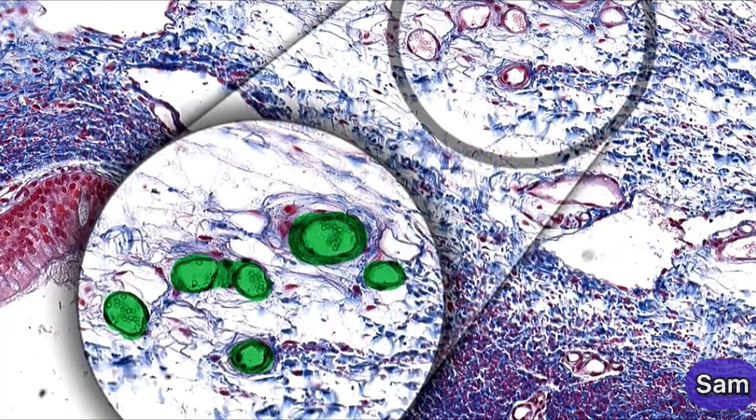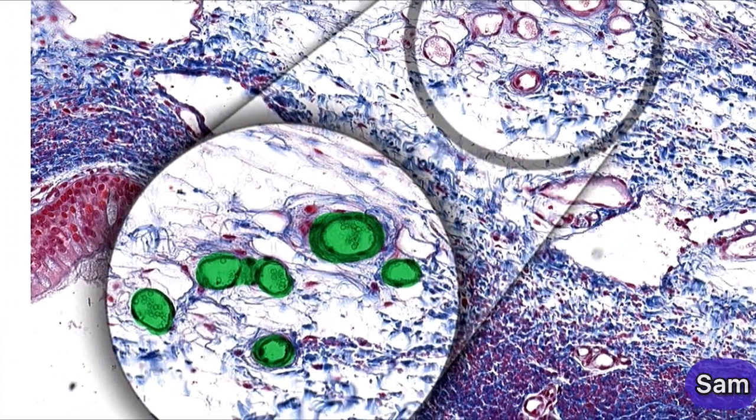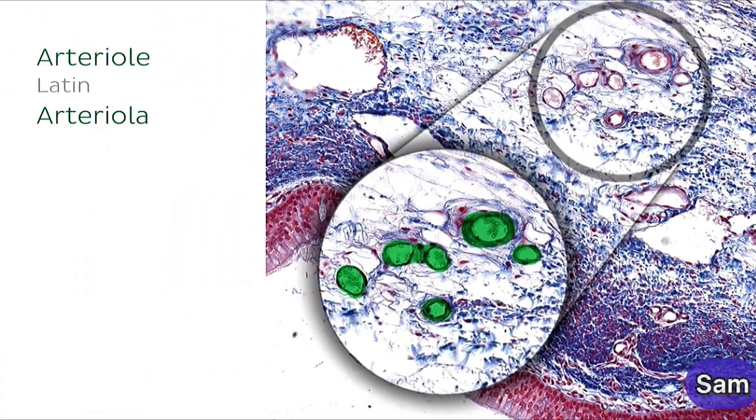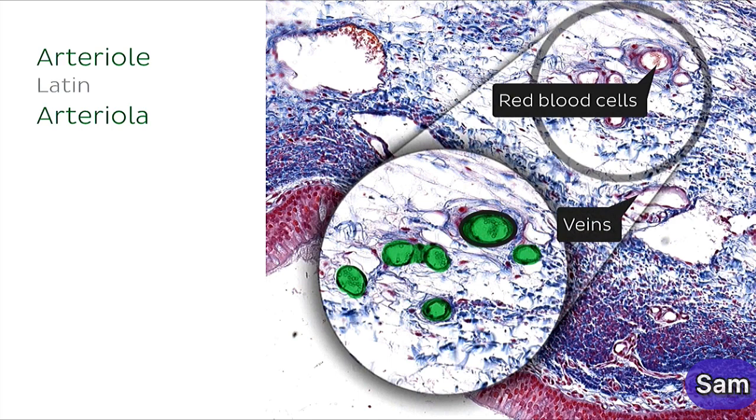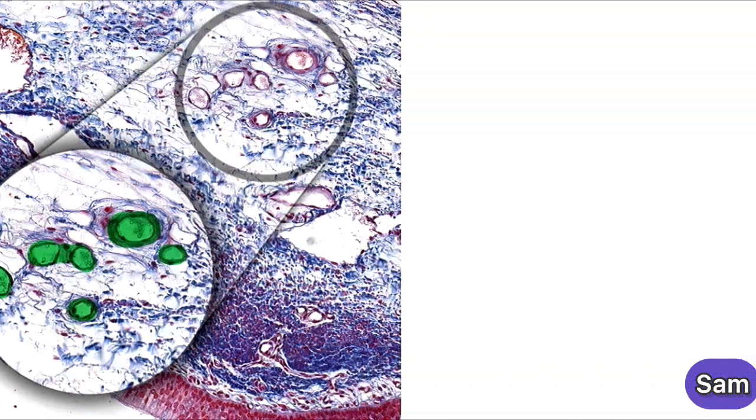The tissues of the trachea receive their blood supply by tiny little arteries called arterioles, and we can identify them by their relatively round shape and the little spots inside. So these spots are actually red blood cells carrying oxygen molecules. Blood leaves the trachea through small veins. And these veins also contain red blood cells, but as they have thin walls, they tend to collapse and do not look as round as the arterioles.